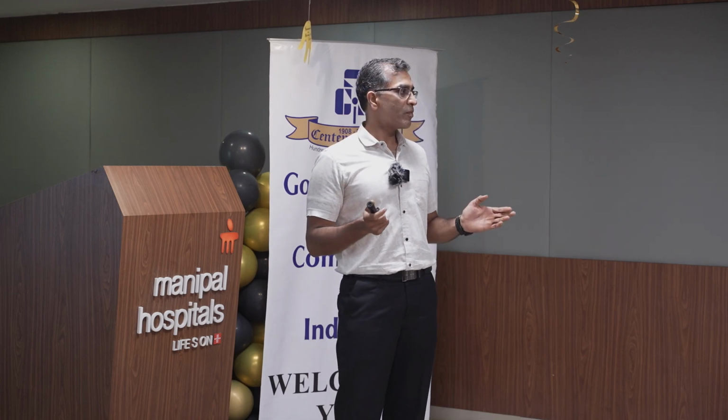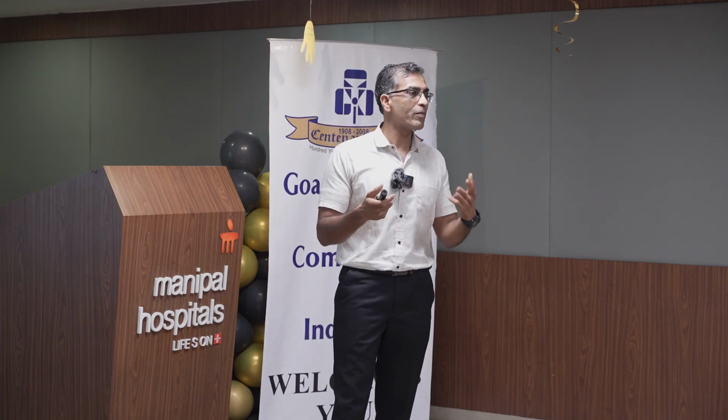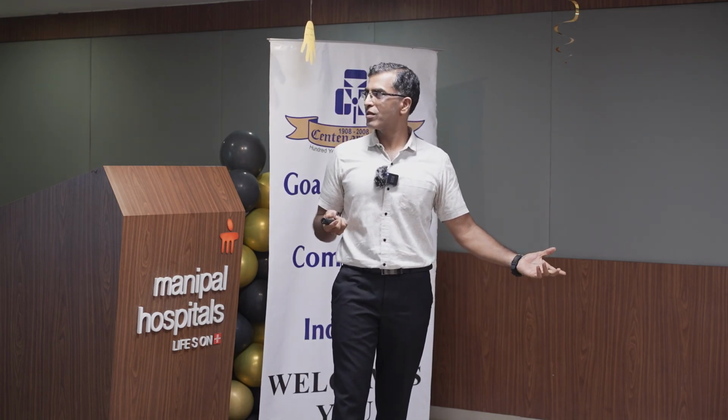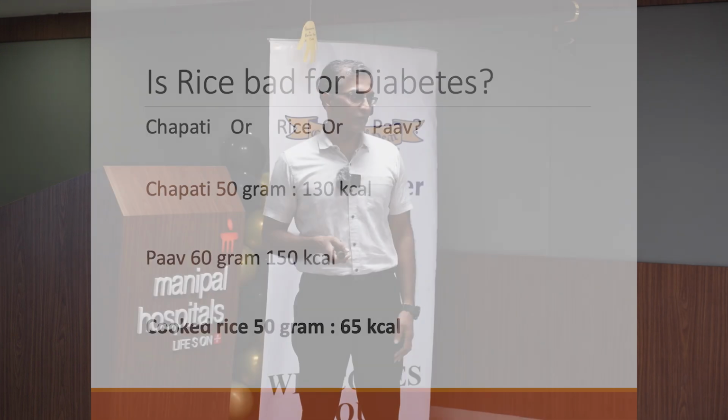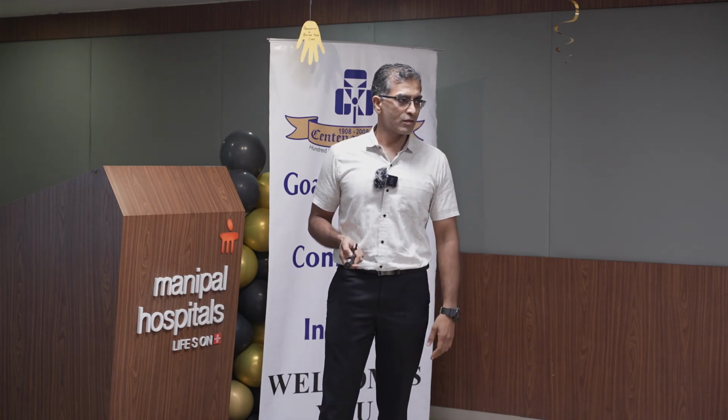So is rice bad for diabetes? I think by now you know it is not bad. So I will show you some comparison. Chapati, 1 piece, contains around 130 calories. Pav, slightly heavy, is usually 60 grams, 150 calories. And cooked rice, 50 grams, white rice or any rice, only 65.